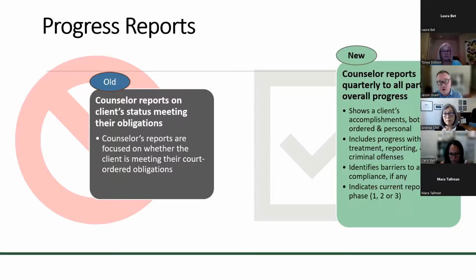The important thing to know about progress reports is that those reports will be not only in the probation file, but they'll be in the court file as well. So once the counselor completes that report, it will be submitted into ECF, into our court file system. So if a client were to come back before the court for whatever reason, there's a story to be told about how that client got through up to that point, how they were doing and how they progressed through their experience with probation.